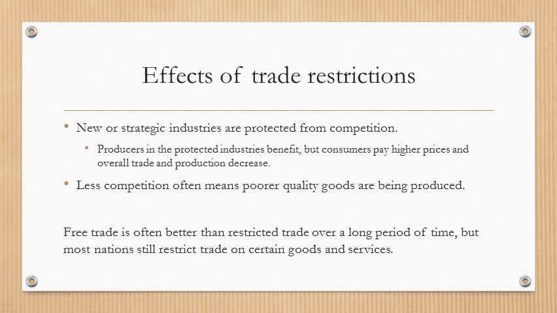New or strategic industries are protected from competition. Producers in the protected industries benefit, but consumers pay higher prices and overall trade and production decrease. There's less competition, which also often means poorer quality goods are being produced.